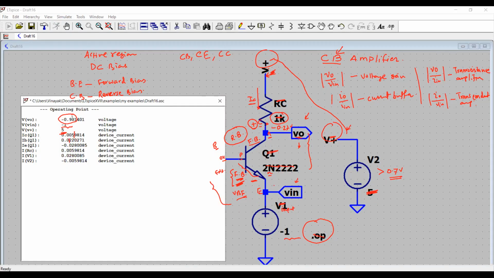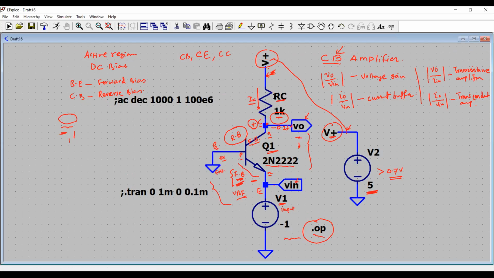Now it is more negative. So you have minus 1 volt here, and that's how it is getting there. Okay, so this is not going to work. Instead, what we need to do is reduce the value of the resistor RC. That is one better way, or increase the power supply voltage, right?